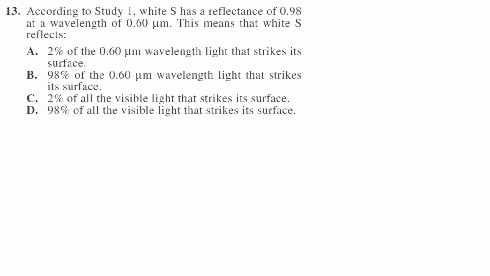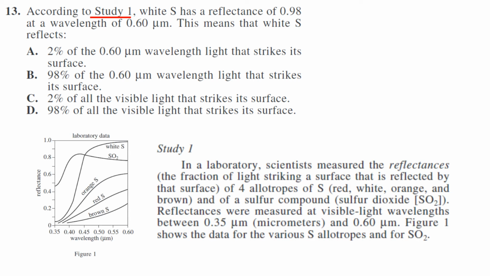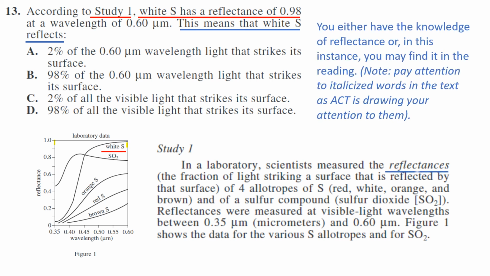Number 13, according to study 1, so finger on study 1, white S has a reflectance of 0.98 at a wavelength of 0.6. That is just telling us that what we see is true. So at 0.6, it is 0.98. This means that white S reflects what? So you either have to have a knowledge of reflectance, or you can find it in the reading in this case. Reflectance, it says, is the fraction of light striking a surface that is reflected.